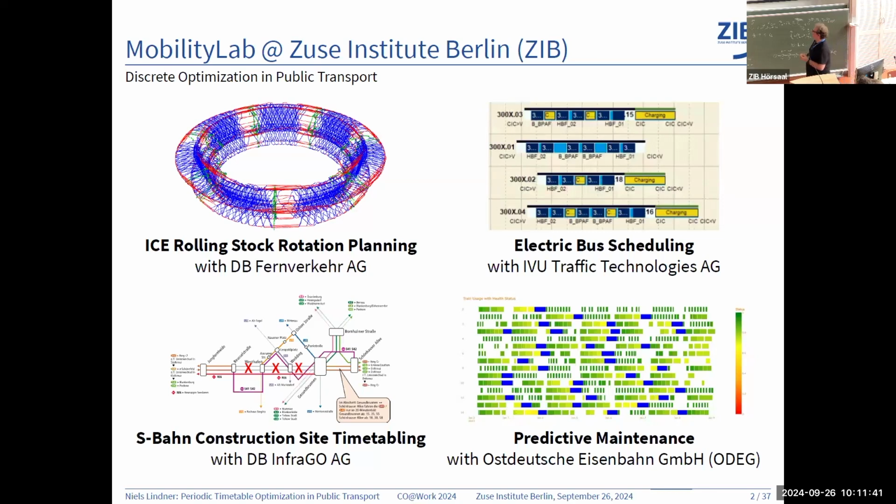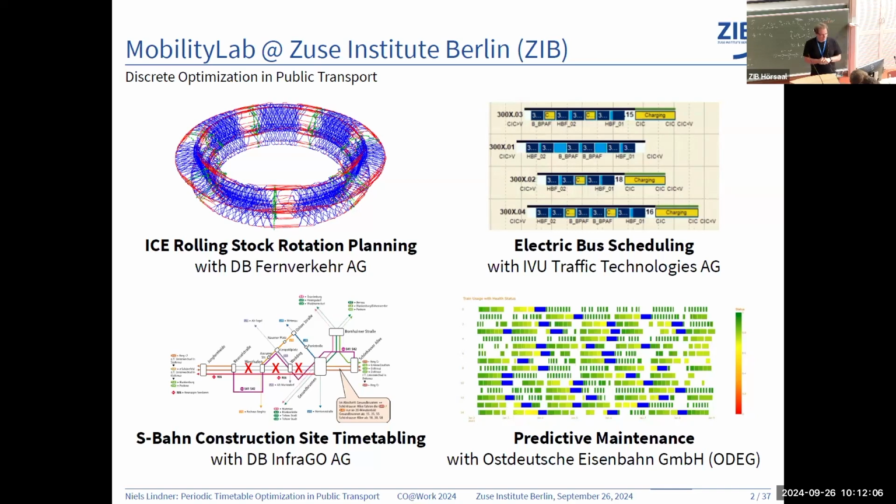Another project is about construction site timetabling, actually here in Berlin. That's for the S-Bahn, the local commuter trains here. The problem is when there are construction sites, and there are many throughout the year, what do you actually do? Trains can obviously not run into the construction site, but they need to turn elsewhere. But where do they turn? What changes are necessary for the timetable, and how does this affect vehicle schedules? That's exactly the question we are solving in this project.